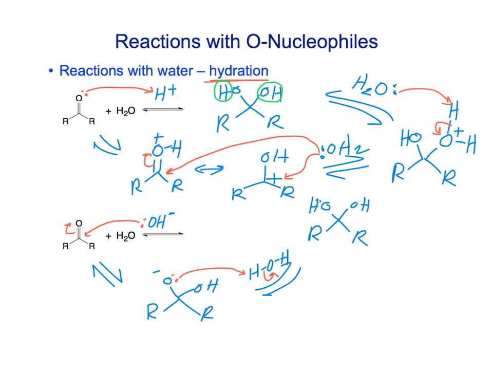Notice that when we compare the acidic conditions, up here, and the basic conditions, down here, we have similar types of steps in the mechanism, but we reverse the process. In acidic conditions, we protonate first, and then our nucleophile attacks. If we have basic conditions, the nucleophile attacks, then we protonate. So it reverses those two steps.